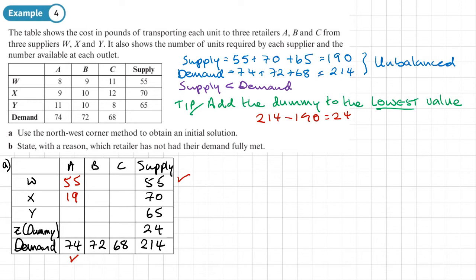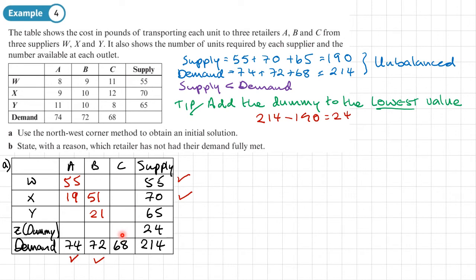Okay, so how about B? Retailer B needs 72. Right, there are 51 left from supplier X, so they can use up all 51 from supplier X. So supplier X is happy, B's not happy yet, they need some more. They will need another 21, and they'll need to go to the next supplier, Y, so they'll get 21 there. So now they're happy. So we now move on to the third one, C.